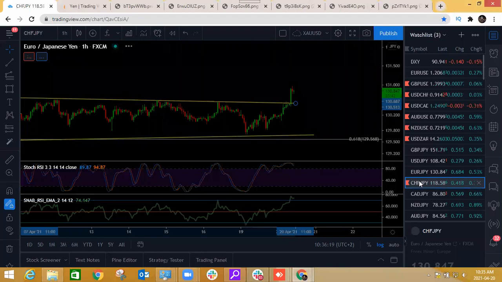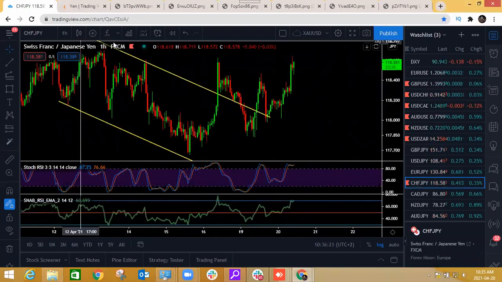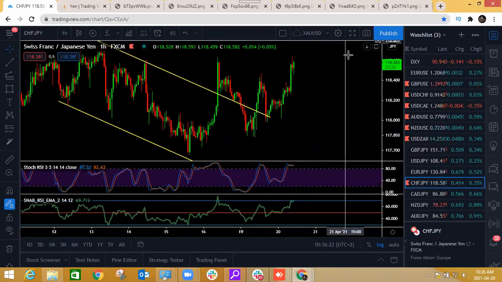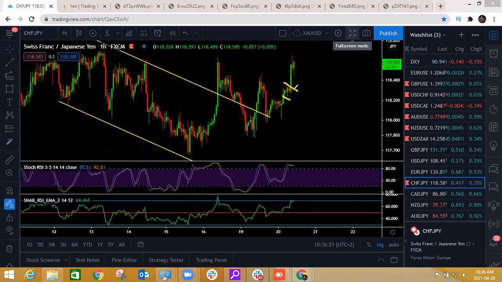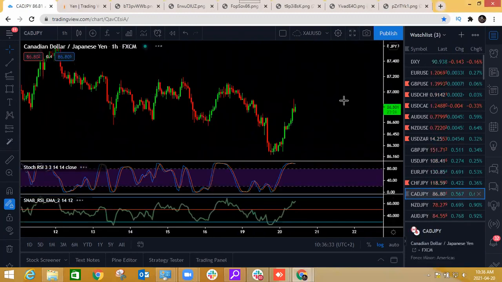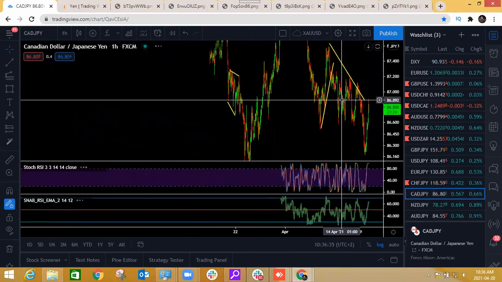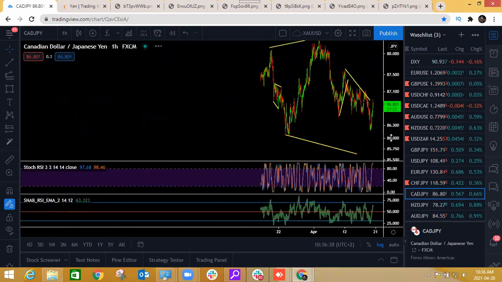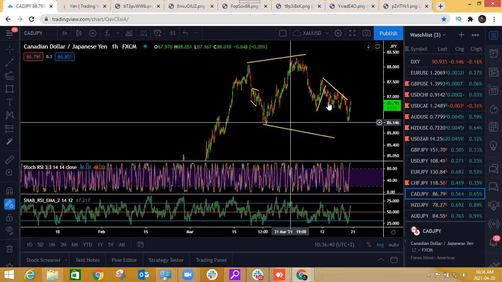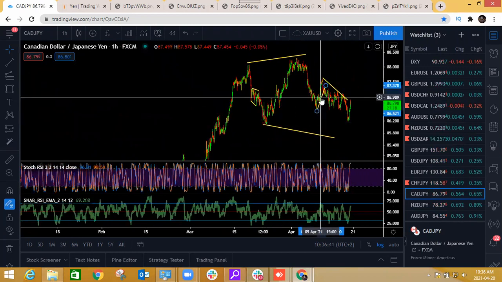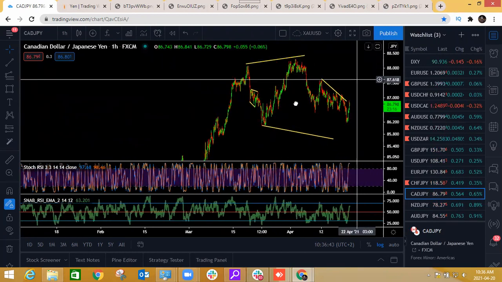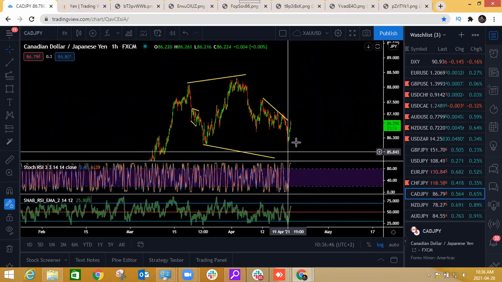Chiefs the same. We need to get a pullback or a 1 hour correction, something like this for a continuation to the upside. CAD. Running flat.